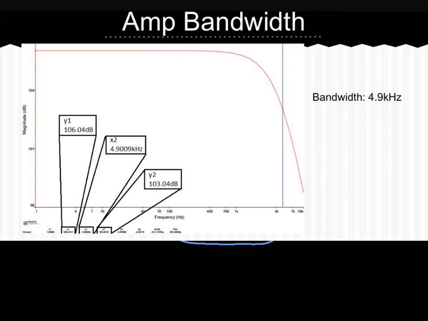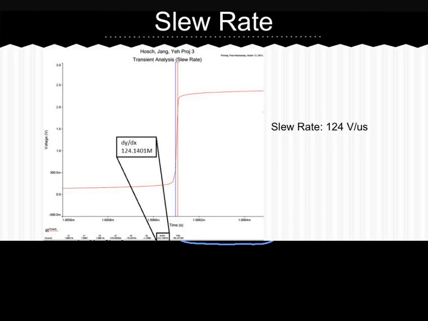We come back to an AC sweep of our amplifier operating in differential mode. By looking at the negative 3 dB point, we see that our amplifier has a bandwidth of approximately 4.9 kilohertz. Next, we subjected our amplifier to a step input. By looking at how fast our output responds, we can get our slew rate of 124 volts per microsecond.